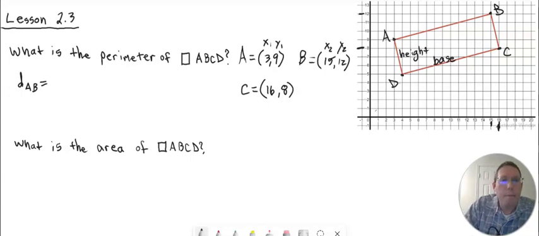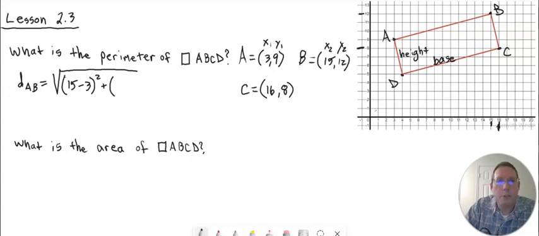And so we're going to do the square root of x2, in this case 15, minus x1, which is 3, squared. We're just using the formula here, okay? Plus y2, which is 12, minus y1, which is 9, okay? And we're going to square that, okay?